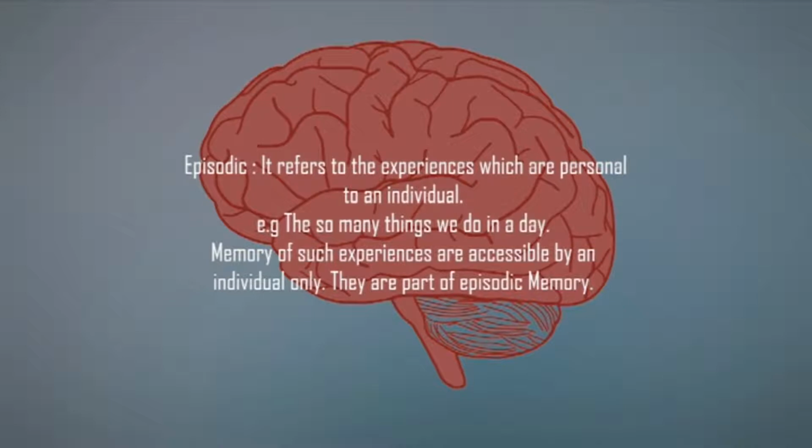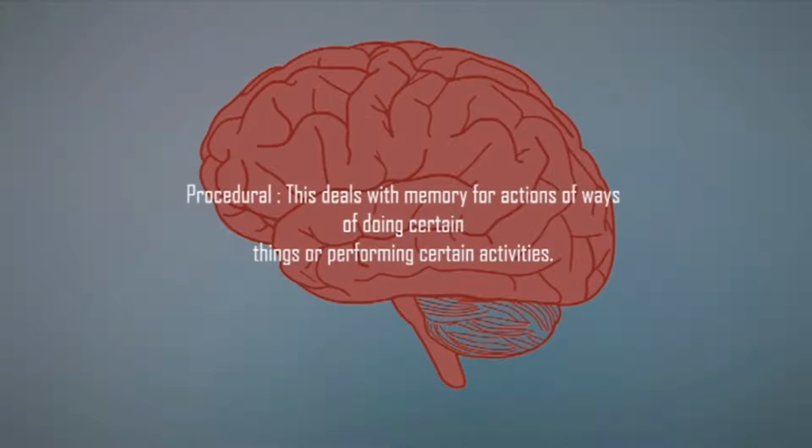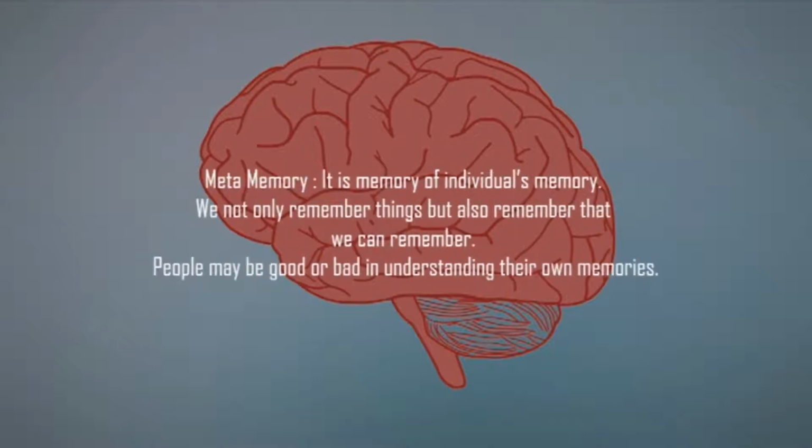For example, there are so many things we do in a day. Memory of such experiences is accessible by an individual only. They are part of episodic memory. Procedural memory deals with memory of our actions, of ways of doing certain things or performing certain activities. Meta memory is a memory of individual memory. We not only remember things but also remember what we can remember. People may be good or bad in understanding their own memories.